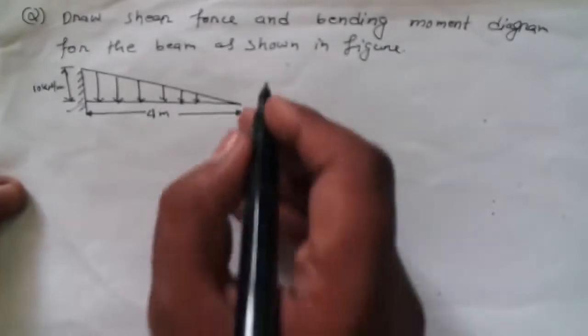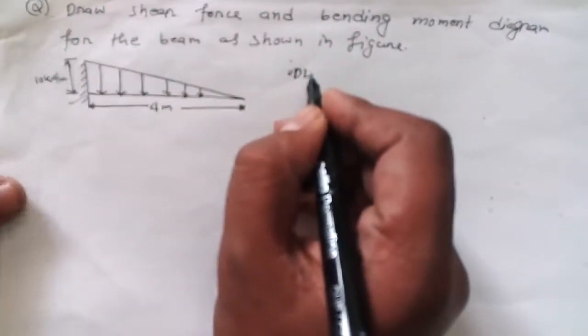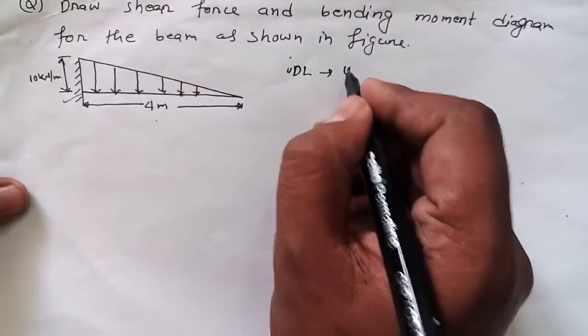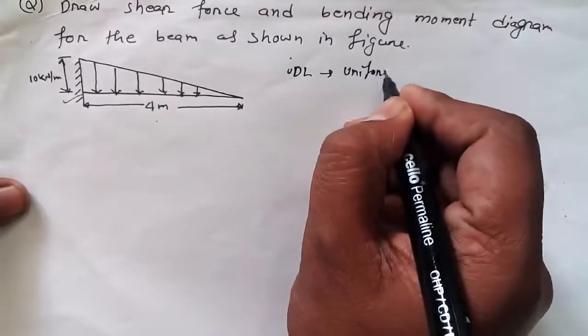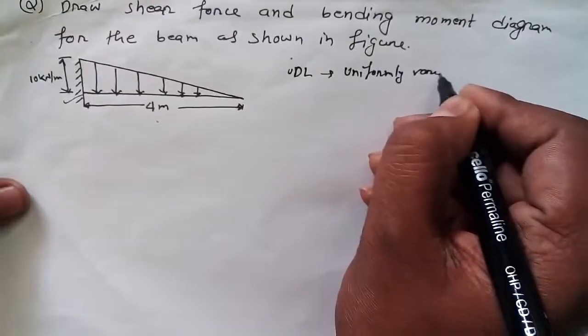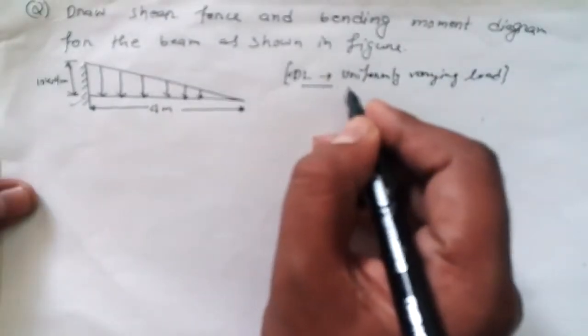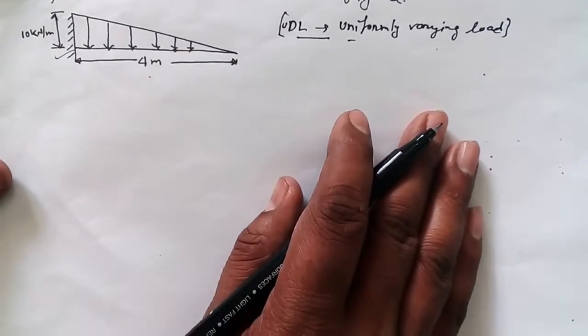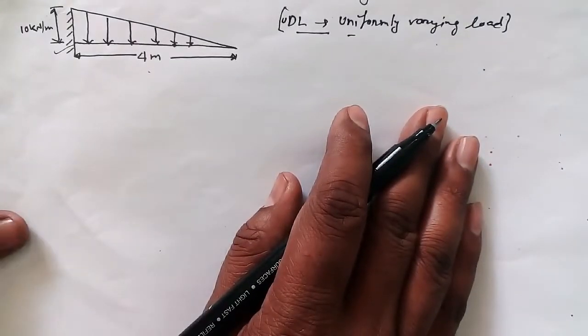Okay, as you can see, this is a cantilever beam, and this is the case of UDL. What is the meaning of this? This is uniformly varying load. This is one of the most important topics if you are studying for a university examination.